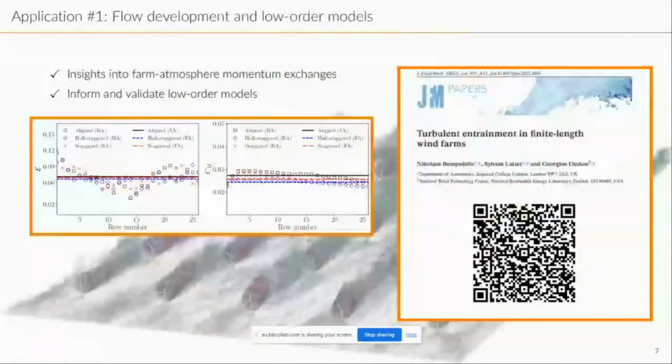Right, so what can we do other than visualizing the flow with such big simulations? We can actually gain a lot of insights regarding the processes and the exchanges that take place between the wind farm and the atmosphere, in the form of parametrization of certain coefficients that are relevant to low-order models for wind farm flows.